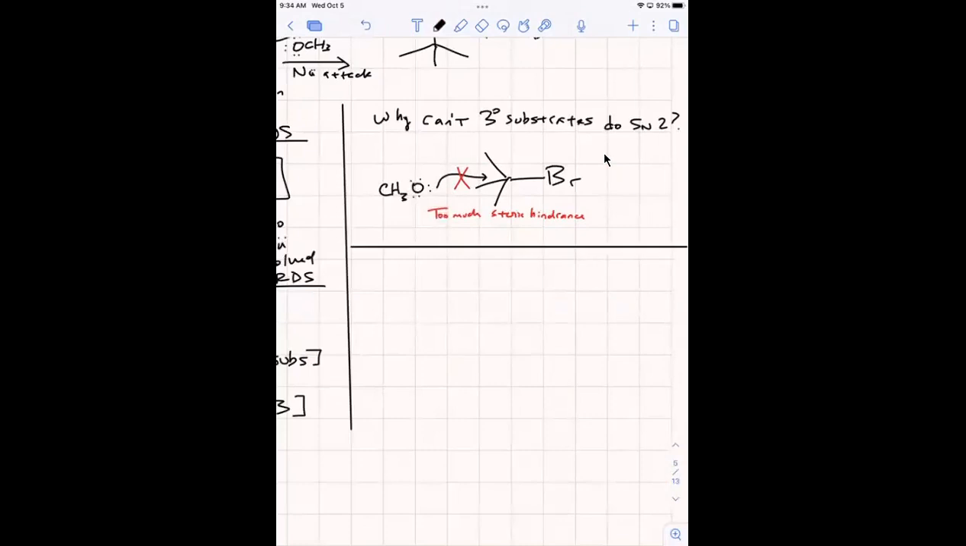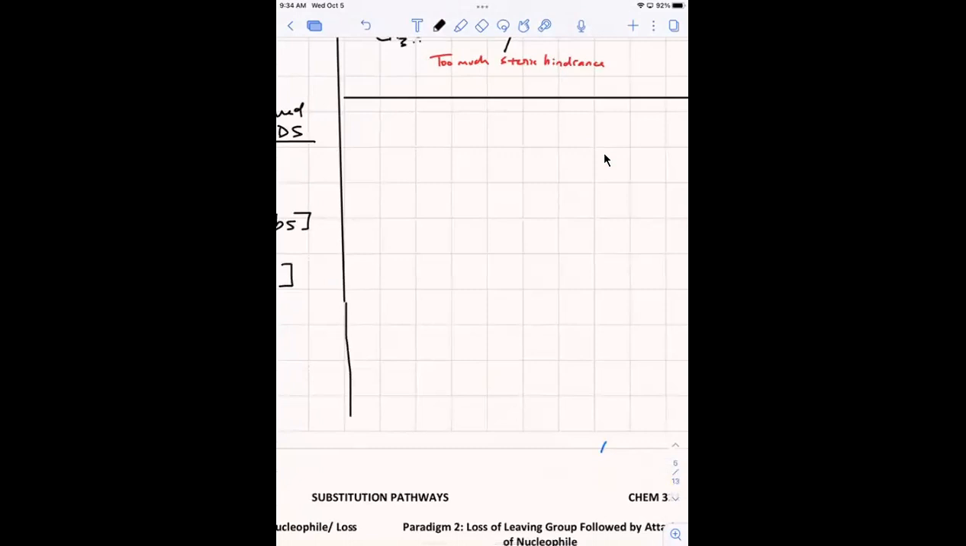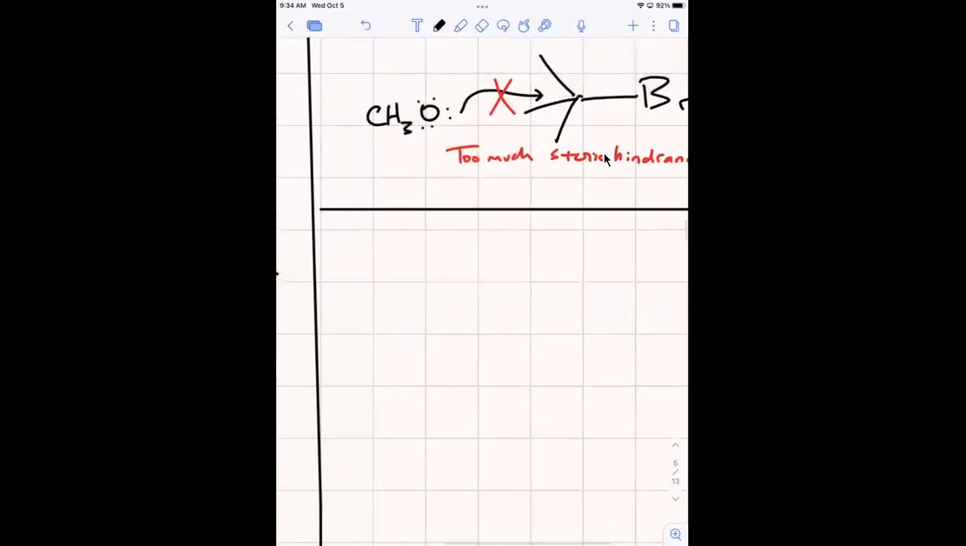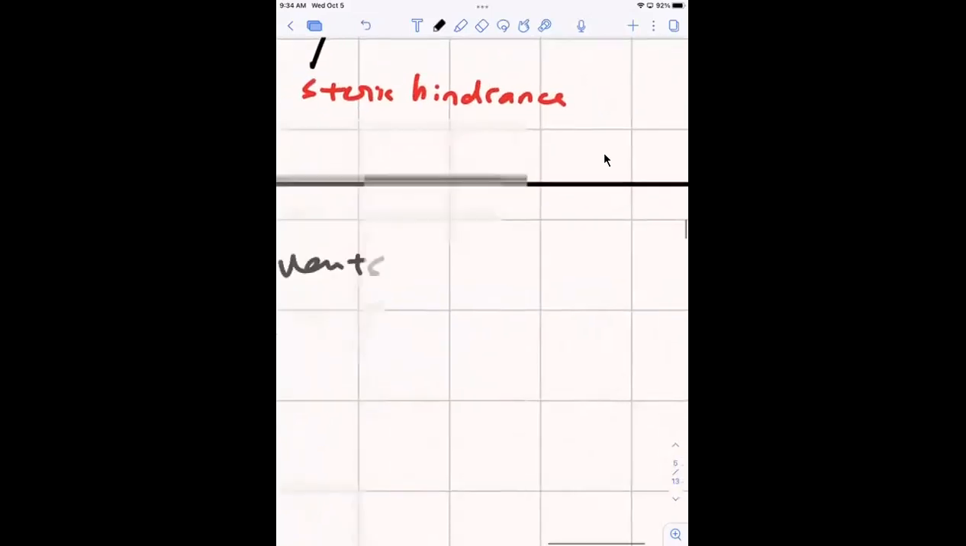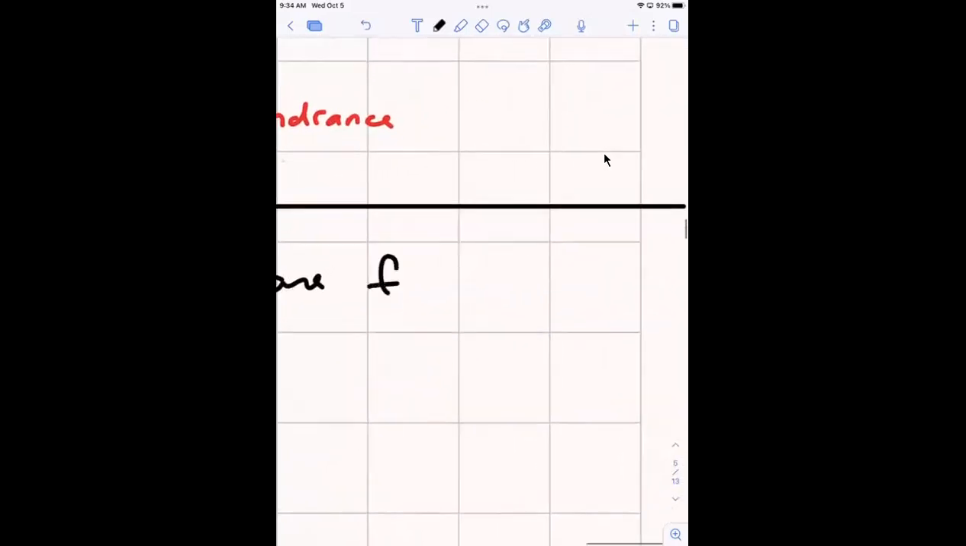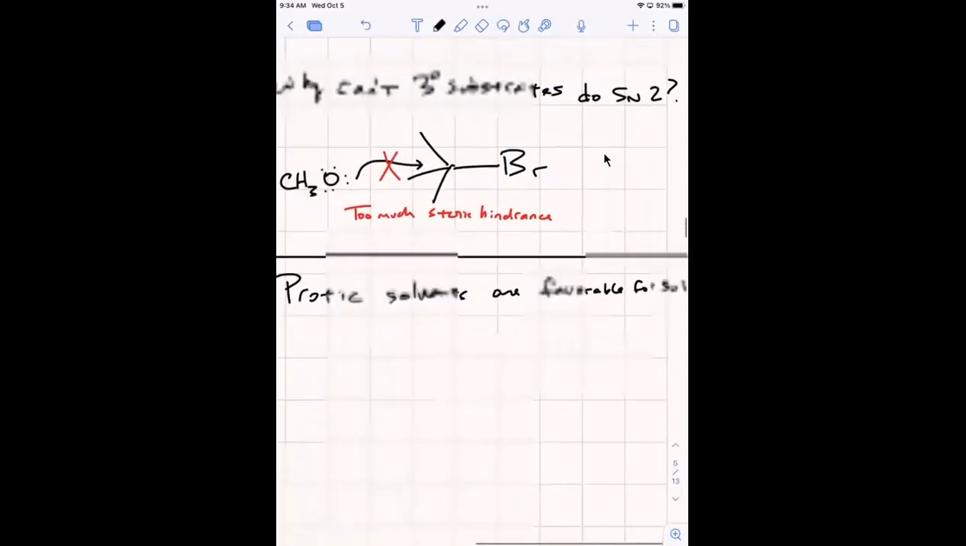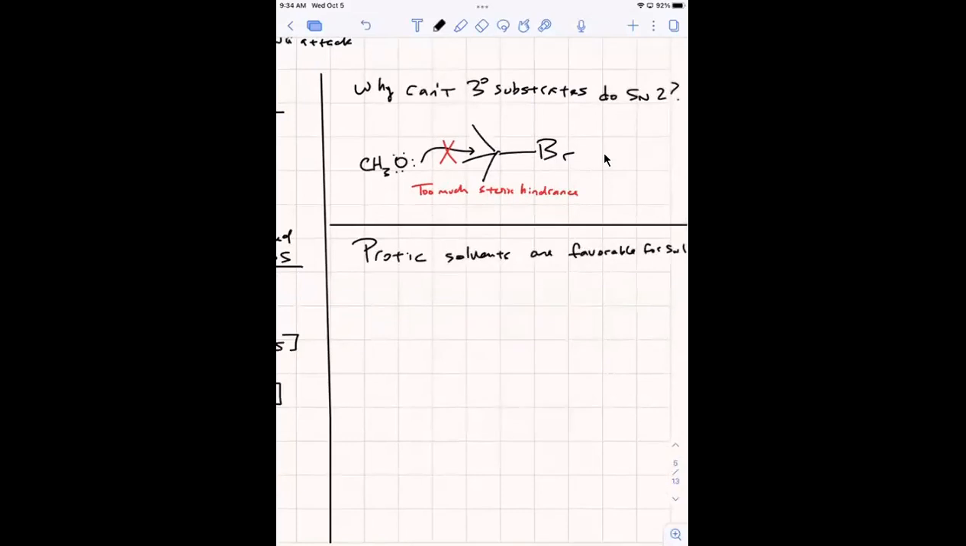So protic solvents actually are favorable for this mechanism, and really for the same reason that they are disfavored for the SN2. I'll zoom out, so don't worry about that. So protic solvents are favorable for SN1, right? The nucleophile is not involved in the rate. So if it's solvated, it doesn't matter. It's not going to slow the rate down.